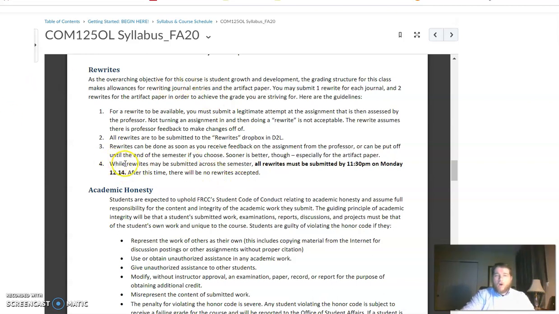And then here you go. While rewrites may be submitted across the semester, all rewrites must be done by 11:30 p.m. on Monday, December the 14th. That is the very last day of our possible course. And so all rewrites must be submitted then. Rewrites submitted after that will not be accepted. Just want to make sure that's clear.